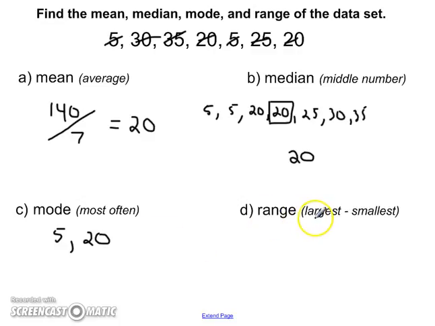Then we have the range. The range is the largest, which in this case is 35, minus the smallest, which is 5. 35 minus 5. So we have a set that has a range of 30. Okay, so that's a basic, quick, simple example.